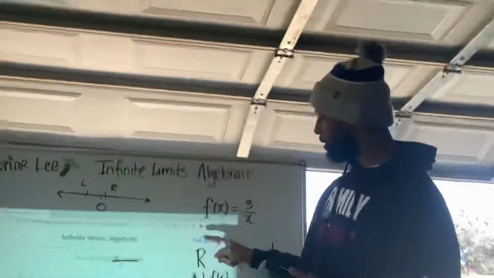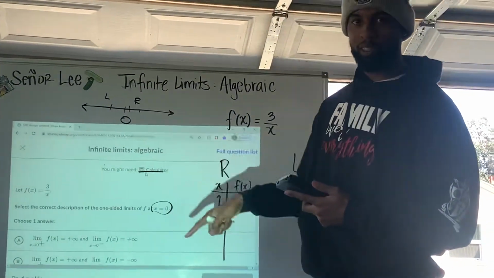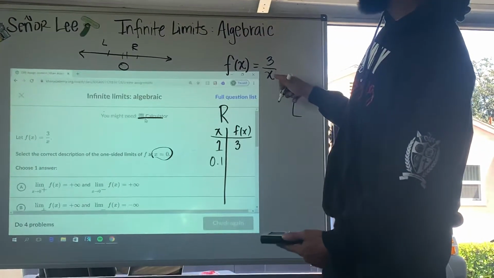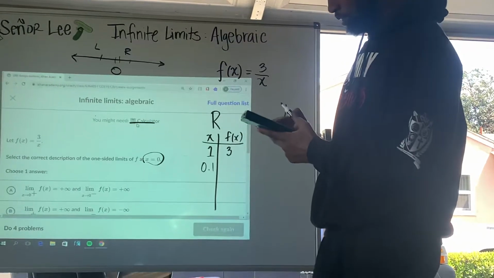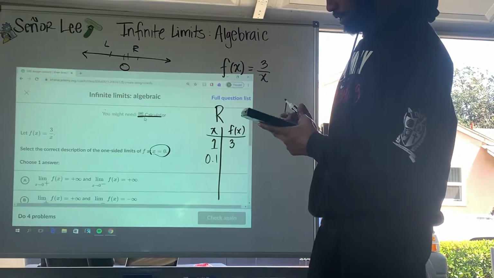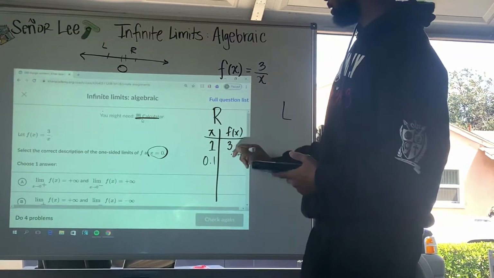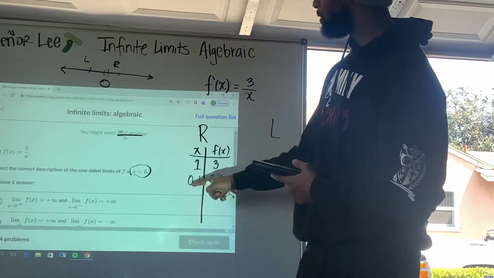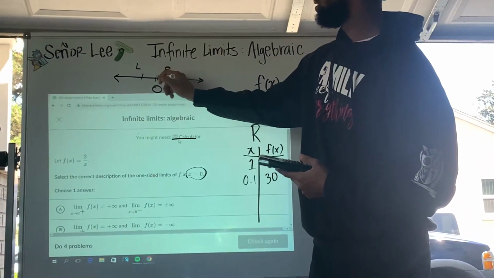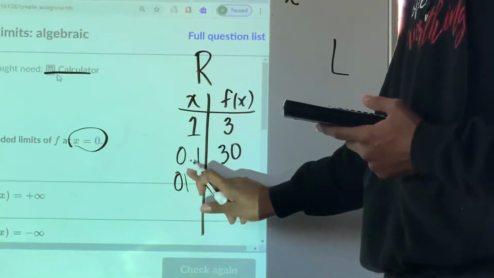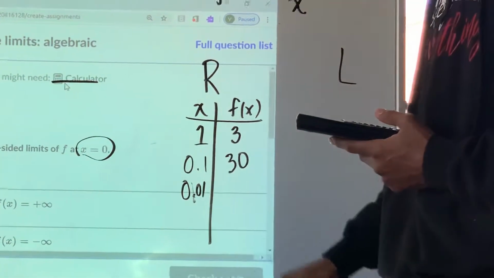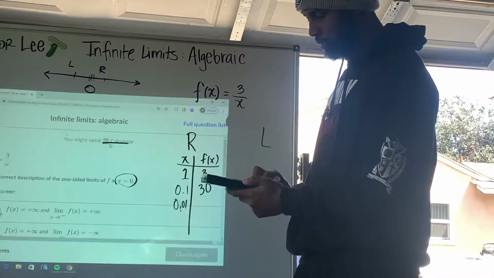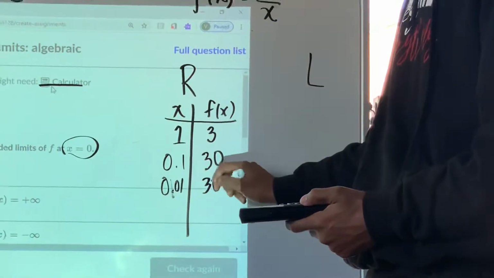Notice I'm getting closer and closer to 0, because I want to get closer to 0. So I'm gonna put 3 divided by 0.1. It's gonna give me 30. Now I'm gonna get a number that's even closer to 0. I'm gonna choose 0.01. So I'm gonna put 3 divided by 0.01. That gives 300.